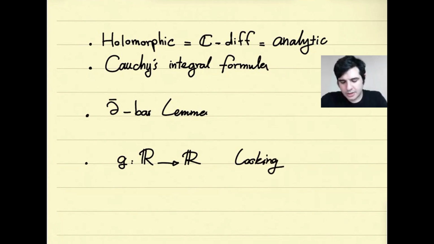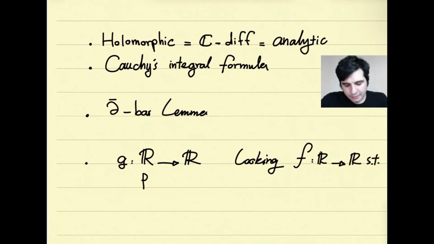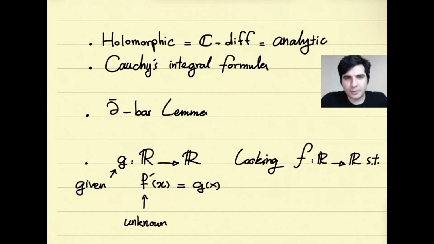Anyways, let's say I'm looking for a function f, also defined on R, or again, a subset of R, so that the derivative of f at every point x is equal to g. So g is given, and the question wants me to find f. So f is the unknown. This is essentially an ordinary differential equation. I don't have f, but I know the derivative of f is equal to g.